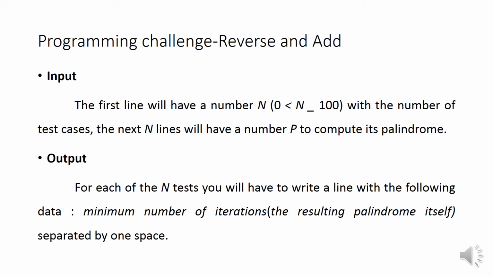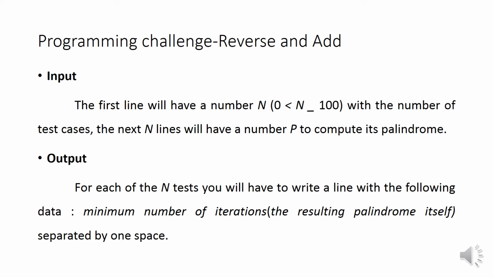How will that appear in the program? The first line will have the number n, where 0 < n < 200, which is the number of test cases. The next n lines will have the number P to compute its palindrome. Yes. That was also explained in the previous slides.